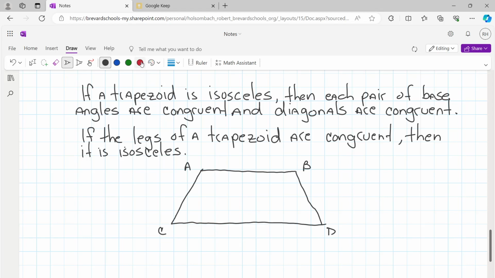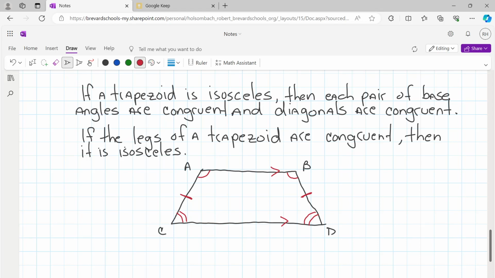But now look, if AB is parallel to CD, then we've got a trapezoid. If AC is congruent to BD, now we have an isosceles trapezoid. And there's some other properties that are associated with that. And all of these properties work conversely. If the legs are congruent, then this top pair of base angles are congruent, and the bottom pair of base angles are congruent.